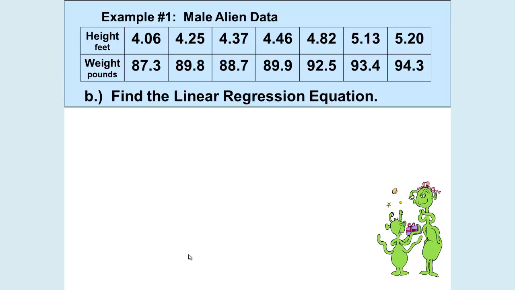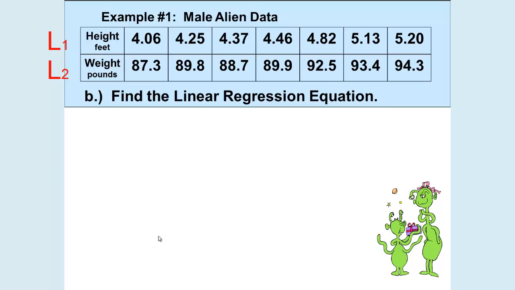Notice the directions here. The answer to part B will be an equation. So we need an answer that starts out y equals something. So we need an equation. To start this process, remember we've done part 1 and we've put in the height into list 1 and the weight into list 2. So we have data in our calculator.